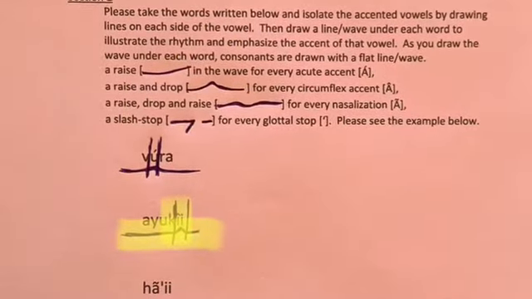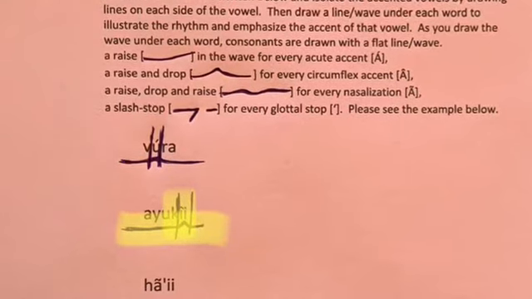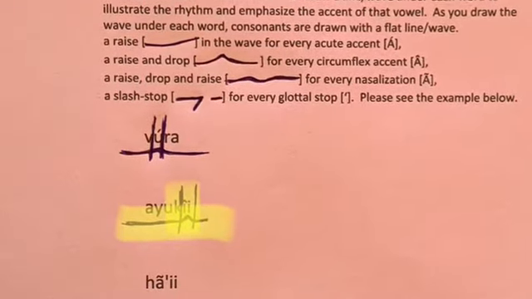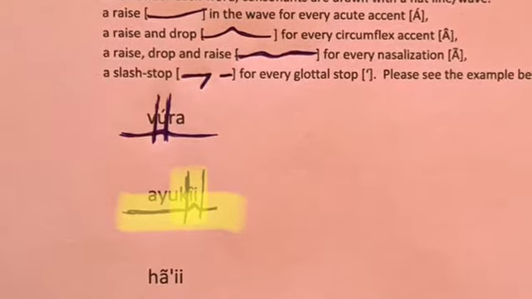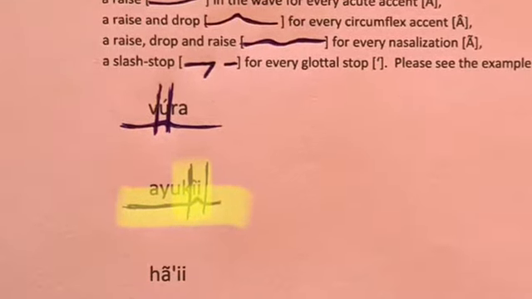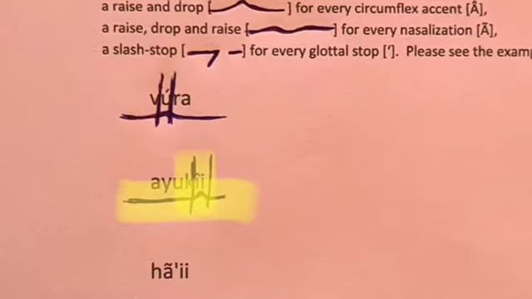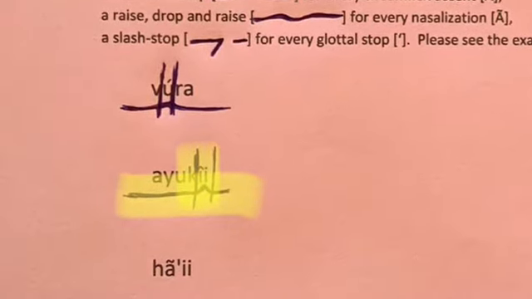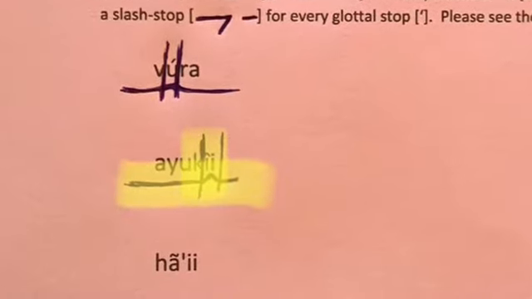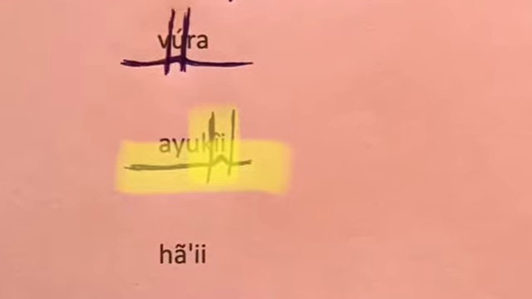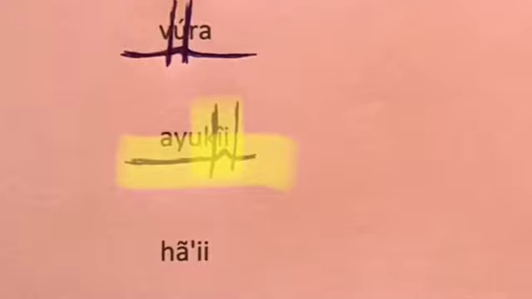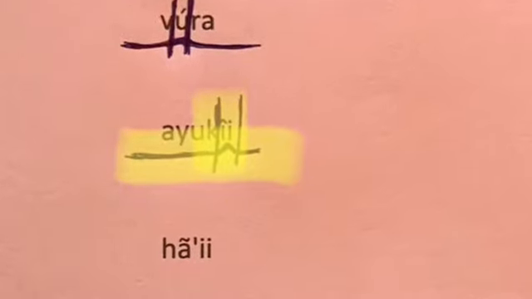The next example is ayuki. It's a circumflex accent. So I isolated the long I. Remember, two I's next to each other is actually one long I. And then I draw the line. Once I finish the K and start the long I, I go up and come down in that same vowel. Then I finish out flat. Ayuki.